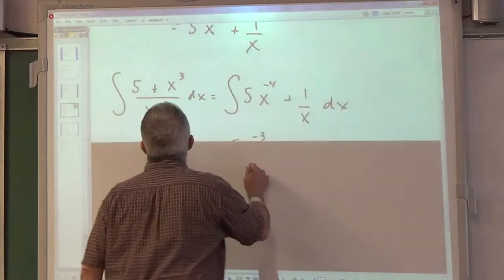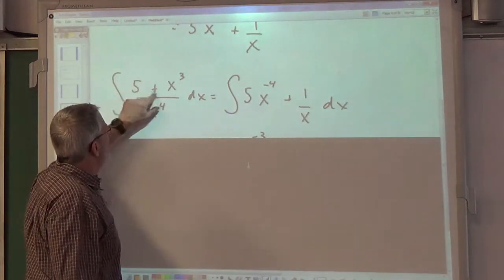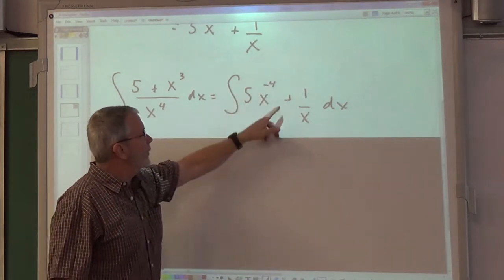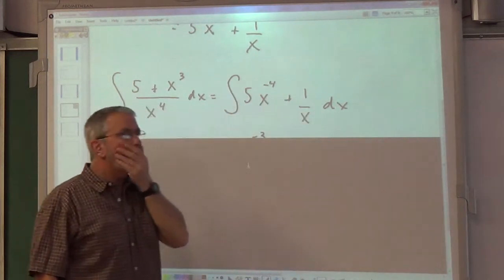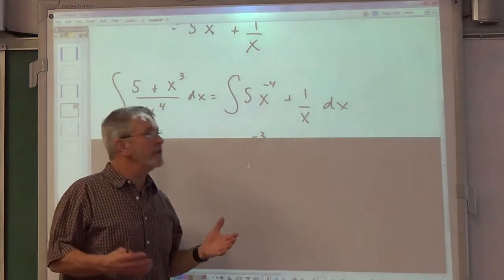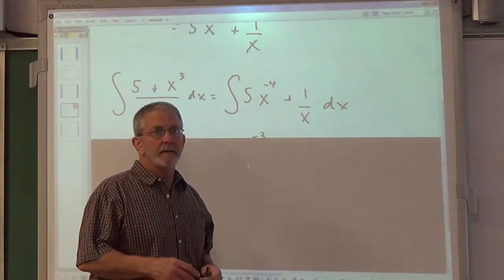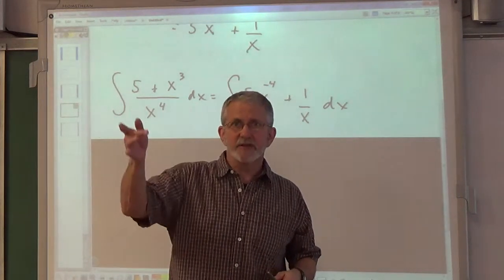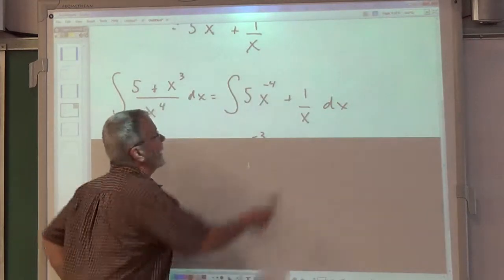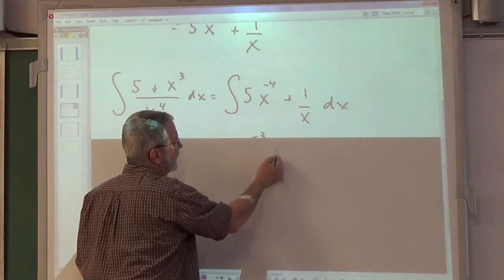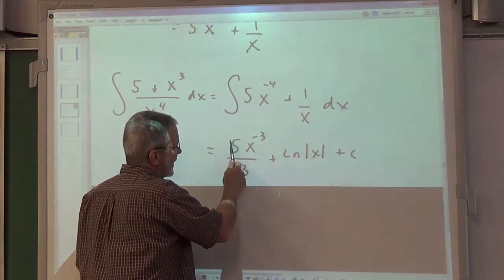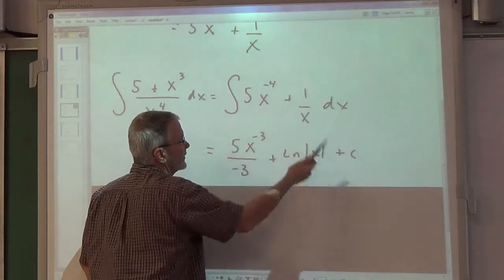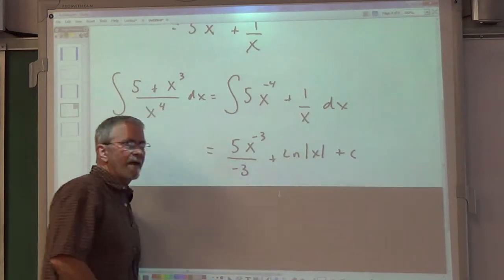Therefore, the antiderivative of 5 plus x cubed over x to the 4th dx is equal to the antiderivative of 5x to the negative 4 plus 1 over x dx. And now I'm just going to use that formula. The antiderivative of x to the n dx is x to the n plus 1 divided by n plus 1. And so negative 4 plus 1 is going to be negative 3. And I'm going to have 5x to the negative 3 over negative 3 plus, what's the antiderivative of 1 over x? ln of absolute value of x.